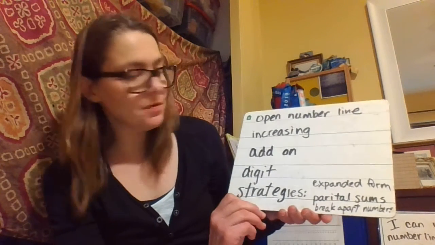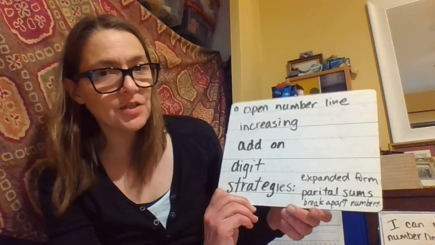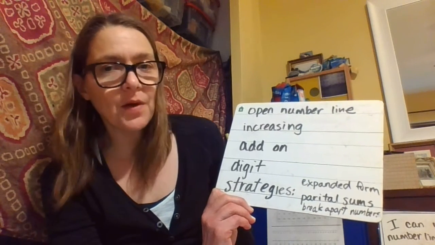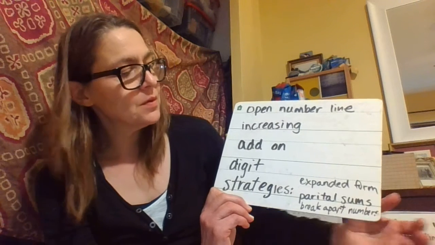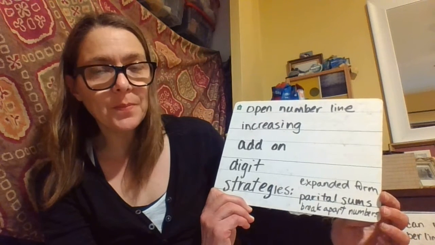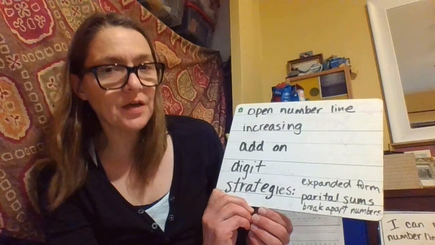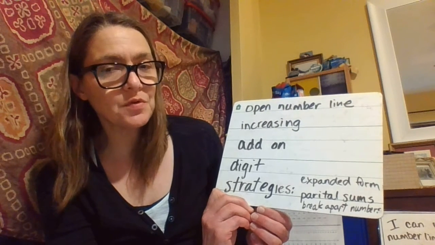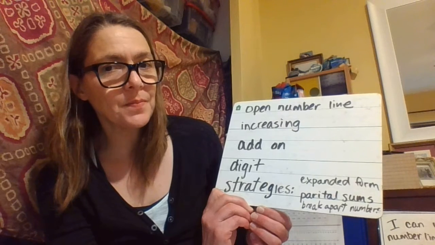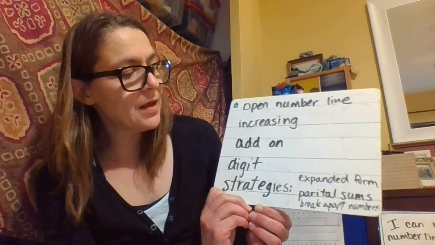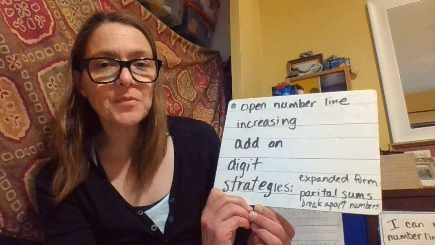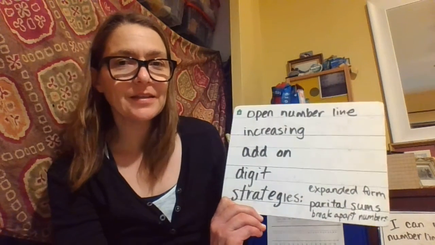And then a review of the strategies. The strategies you could be using today, whichever one works for you, would be the expanded form, putting it into the hundreds and the tens and the ones, partial sums, those two are very similar, and break apart numbers strategy to make it friendlier to add.